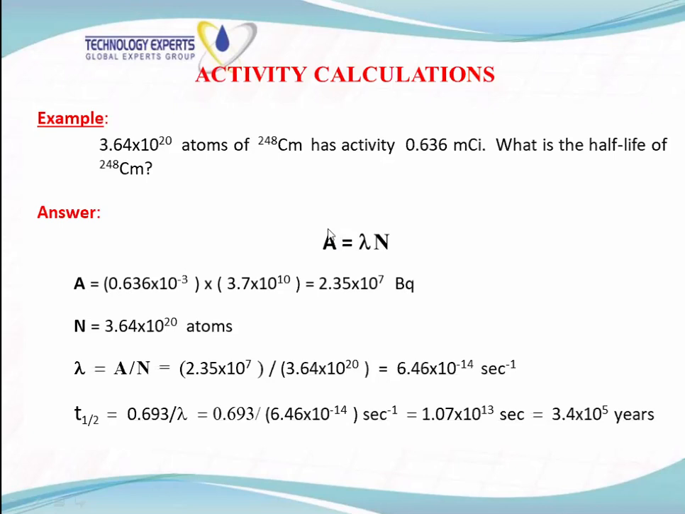So he gives us activity and he gives us N. He asks about half-life. We can get it if we calculate lambda. Now take care. This example is also a problem that came in a previous exam. Now, he gives you the activity and the number of atoms. I can calculate lambda. Take care now about units.